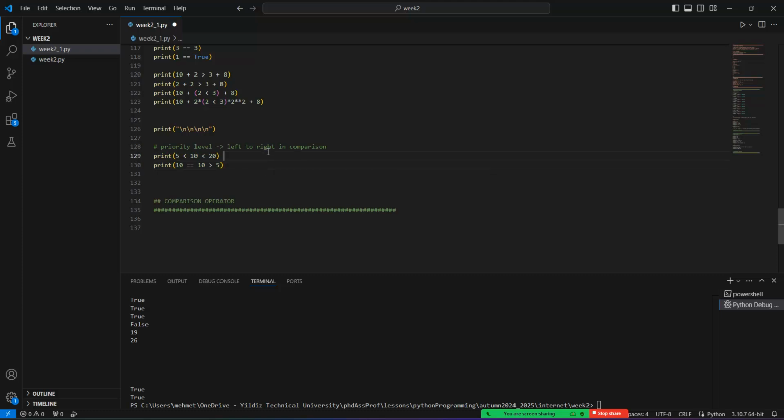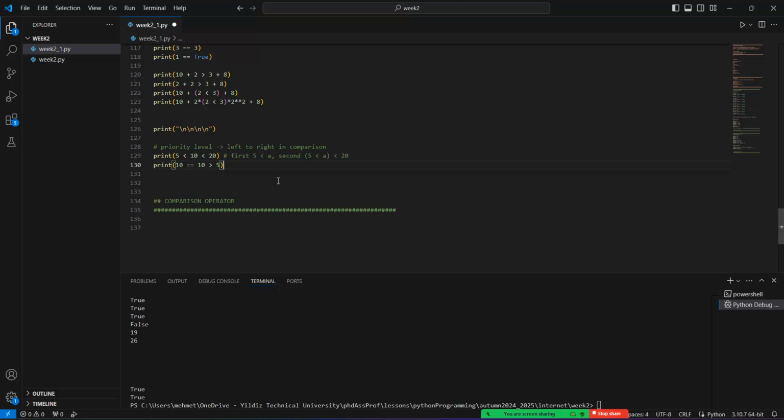Just see that in the first case we have 5 and a. Okay, in the second case we need to compare what? 5, a, 20. Okay, the first one is this, the second one is this. And so if this returns what? This value is checked, this is true, and this is checked, this is true, and so this returns the true value.